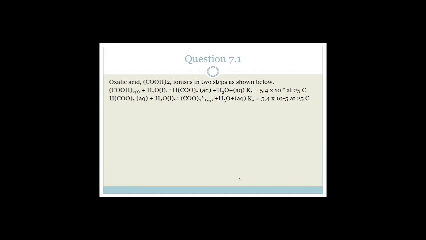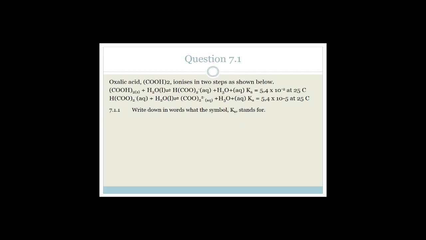Right, question 7. Oxalic acid, and they've given you the formula (COOH)2, ionizes in two steps as shown below. So you've got your oxalic acid plus water gives you HC2O4 minus, so it's formed a negative ion, an anion, plus a hydronium ion. And then you've got HC2O4 minus plus water again gives you a second ion. And you'll see here the Ka is 5.4 times 10 to the minus 2, and here it is 5.4 times 10 to the negative 5.